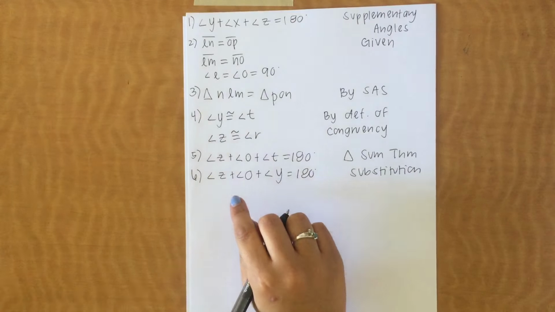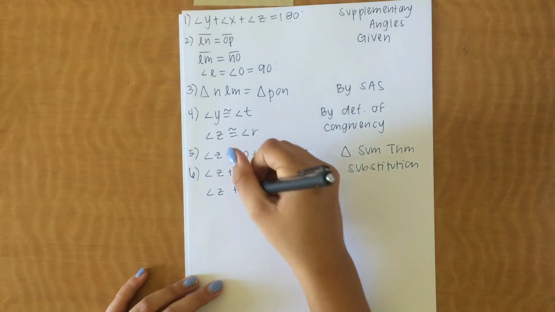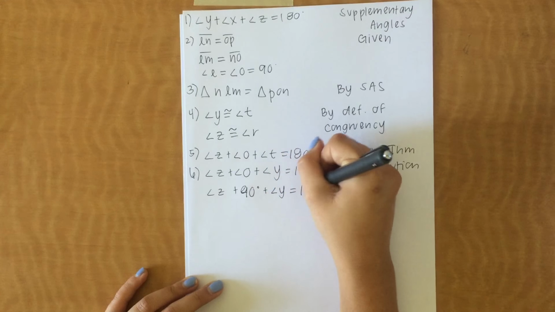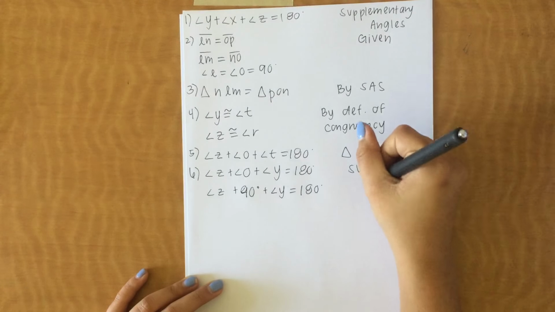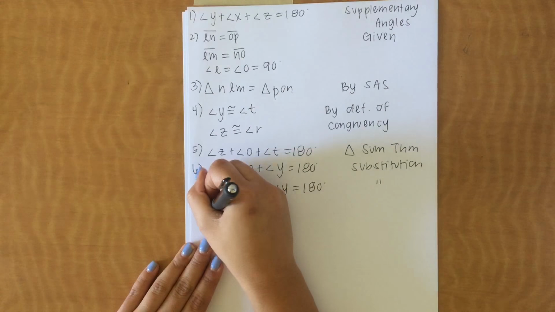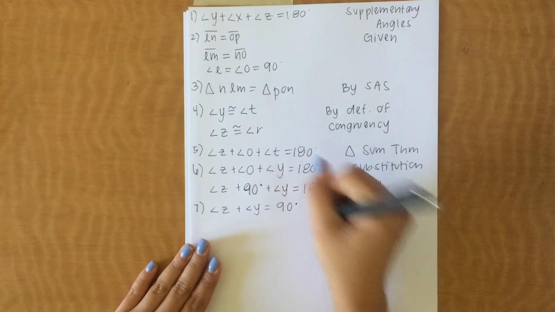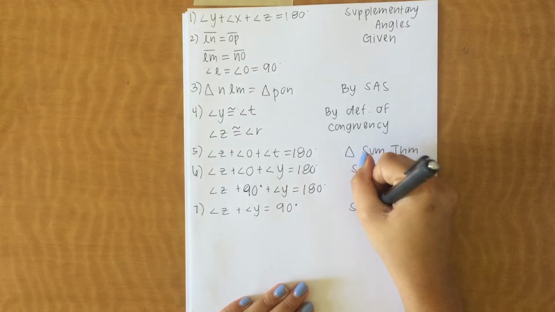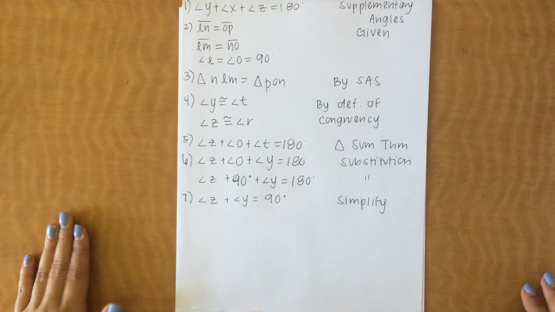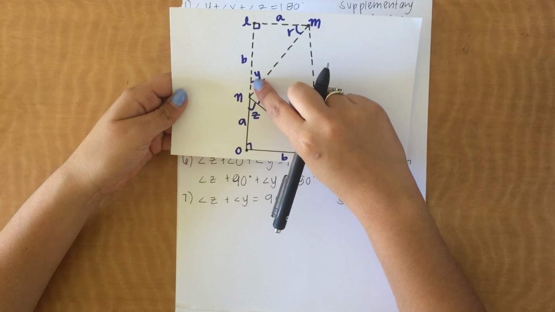Another thing of substitution that we can do is angle O equals 90. So angle Z plus 90 degrees plus angle Y is 180. So that's substitution again. And then we can just subtract. So we know that angle Z plus angle Y is equal to 90 degrees. And this is just simplify.